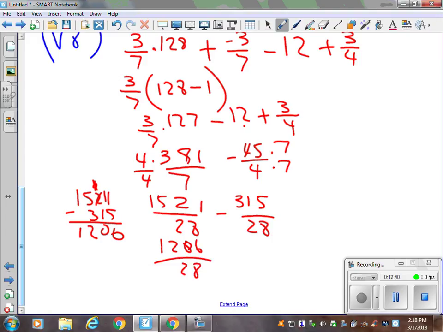That looks like that would reduce. No, it's supposed to be an O. It's a really bad O, though. So 1206 over 28 looks like it reduced by 2 at least. So that'd be 403 over 14. I don't think 403 reduces by anything.